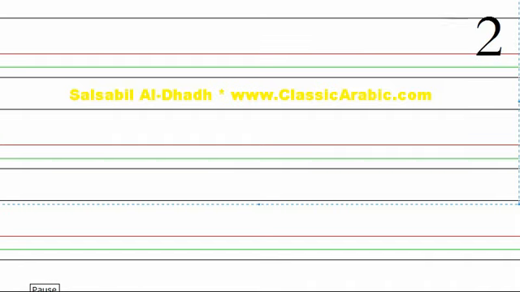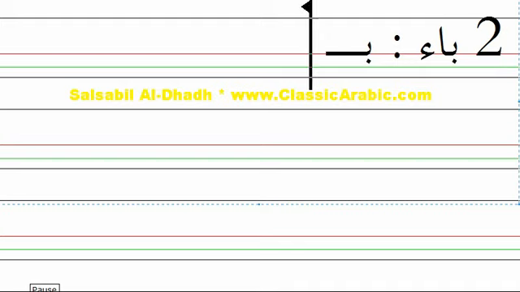The second letter in the alphabet is called ba. So this is ba, the name of the letter, and the letter is written at the beginning of the word like this. We cut the tail because this is a connector and it should be ready to connect with the letter after.